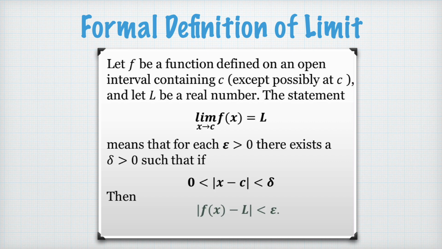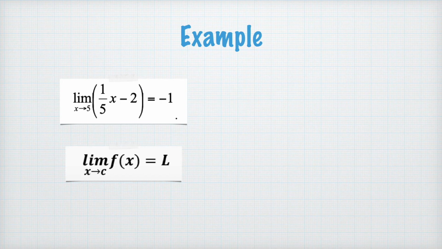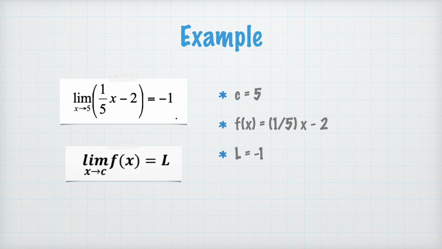So here's the definition of the limit again. Here's the limit that we're trying to prove. Here's the limits mentioned in the definition. When we look and compare them, we see that c equals 5. The function is 1/5 x minus 2, and the limit is -1.